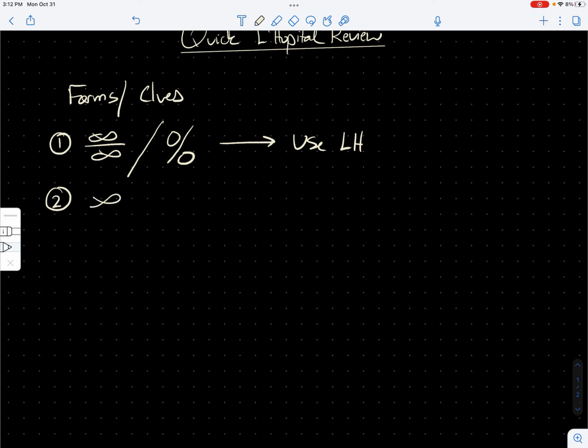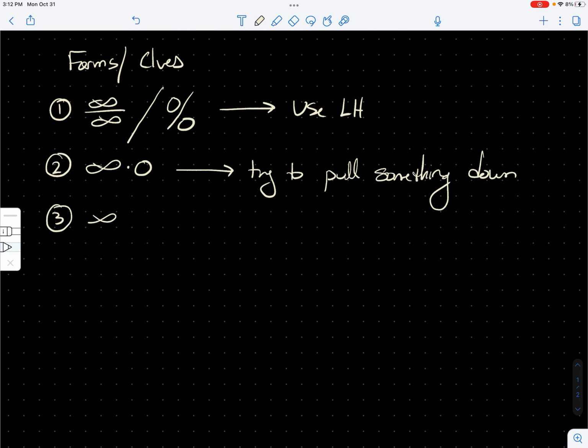If you get a form like infinity times 0, plus or minus infinity, whatever, then this is a clue, a form where you should try to pull something downstairs. And we'll do an example of this in just a minute. If you happen to see an infinity minus infinity, we saw some of those in class and also on the homework, you might consider looking for a common denominator. And if you can find one, you might be able then to get into a form of either infinity over infinity or 0 over 0.